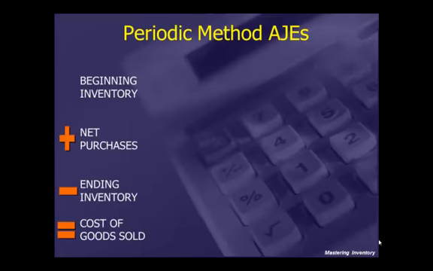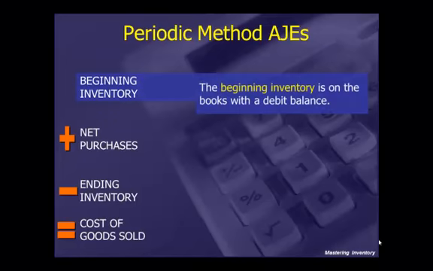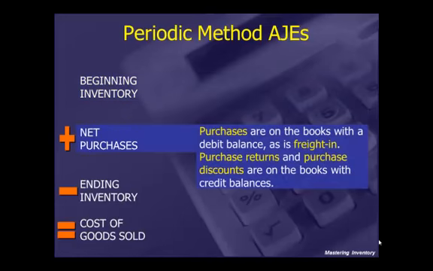We have our beginning inventory plus our net purchases less our ending inventory equals our cost of goods sold. So the beginning inventory is on the books with a debit balance when we start the period. The net purchases, well, those are the purchases on the books that have a debit balance. It also includes freight in with a debit balance. You'll then need to subtract purchases returns and purchases discounts because they're on the books with credit balances. They're contra purchases accounts.